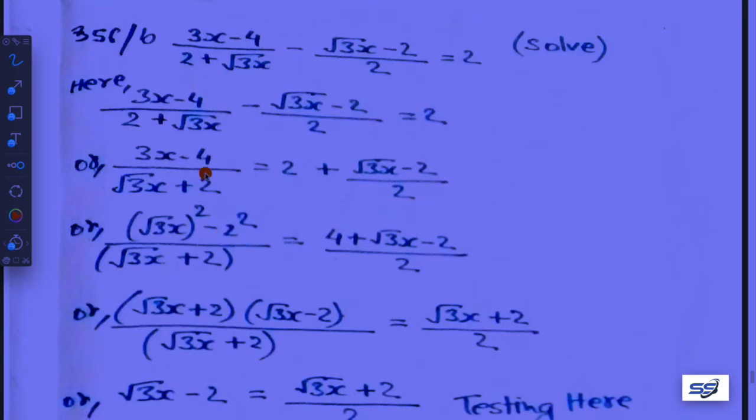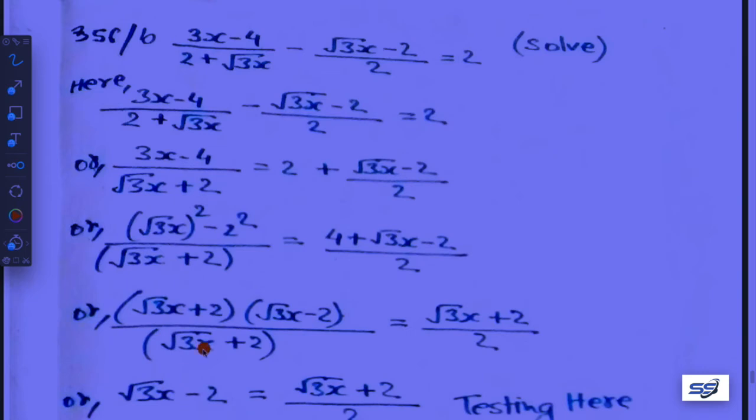Here, changing this 3x and 4 into square form, so here comes (root 3x) whole square minus 2 square. 2 square is 4, so 2 square whole upon root 3x plus 2 equals 4 plus (root 3x minus 2) whole upon 2. Now LCM is taken, so multiplication is done, 2 into 2. Now expand this (root 3x plus 2)(root 3x minus 2) as per formula. Expanding is done as per formula. In the bottom here, root 3x plus 2 equals (root 3x plus 2) whole upon 2. Here plus 4 minus 2 is plus 2.